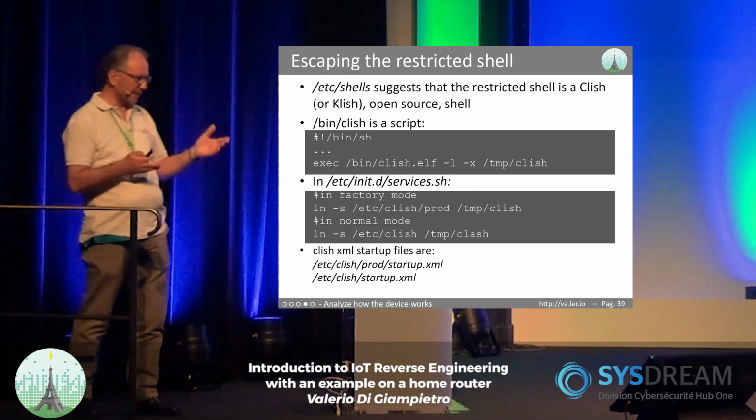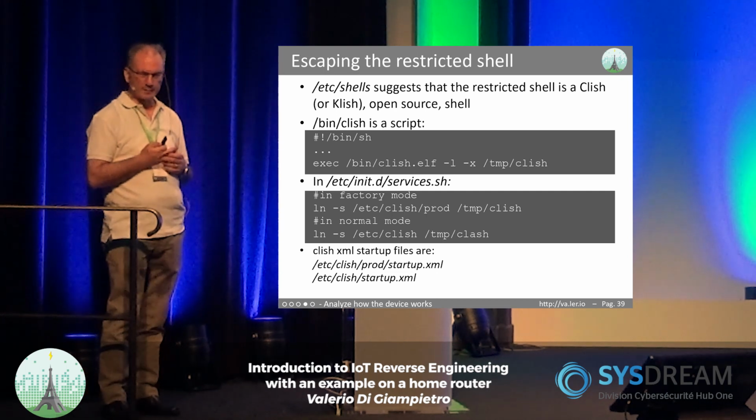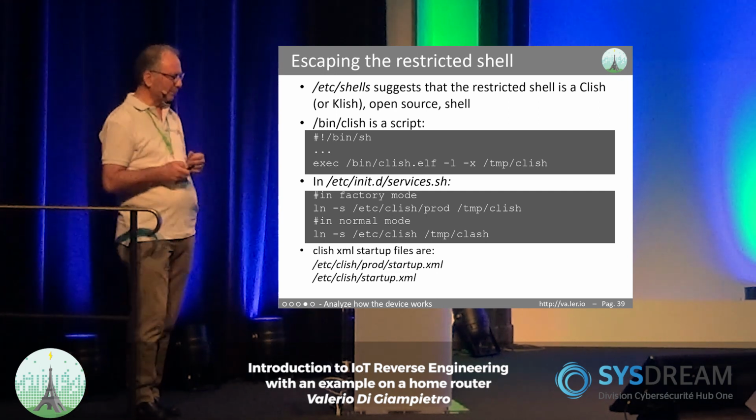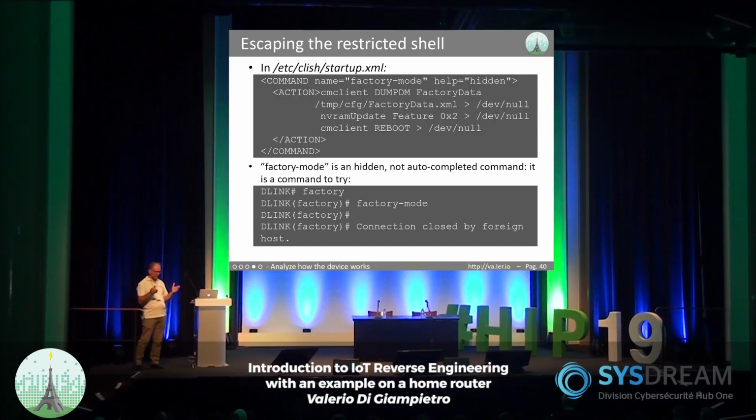So we can start analyzing the startup script, for example in normal mode, to see if we can find something interesting inside. In this case, we find an interesting command inside that is factory mode. This is a hidden command. Hidden means that if you type help, it's not shown, and it is also not auto-completed by pressing tab. This means that it is an interesting command.